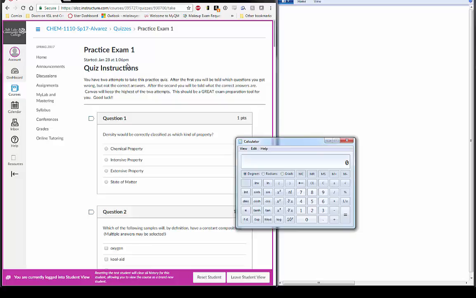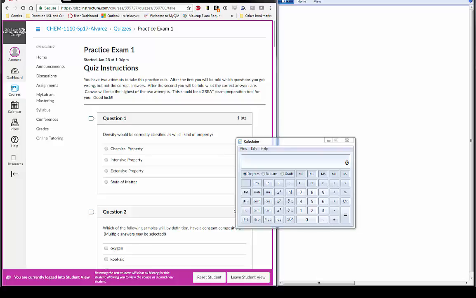The first question is asking if density would be classified as a chemical property, an intensive property, an extensive property, or a state of matter. Of those four, first of all, we can eliminate a state of matter because that's solids, liquids, and gases. Looking at the rest, chemical properties are those which change the substance while you measure it. If you're measuring density of something, you're not actually changing the substance of that thing. So density is not a chemical property. Intensive and extensive properties are properties which either do not depend on the amount of substance or do depend on the amount of substance that you are measuring.